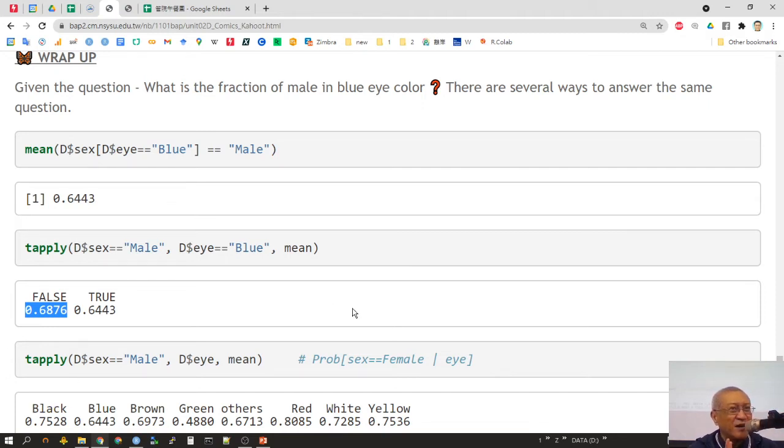Now, t-apply is to apply the function to this vector by type, right? By type. So this type is blue color. And how about this one? Because this expression would evaluate into true and false, right? Isn't it? So true is blue color, and what is false?